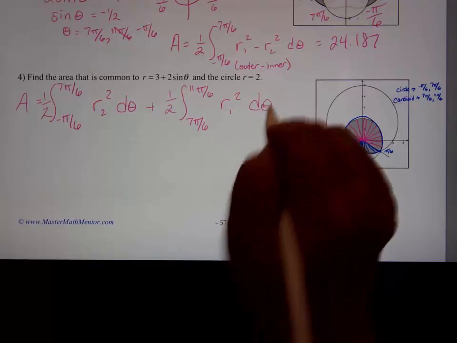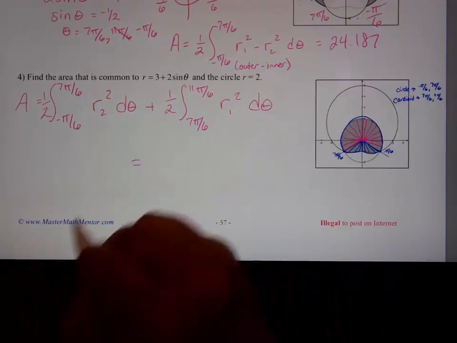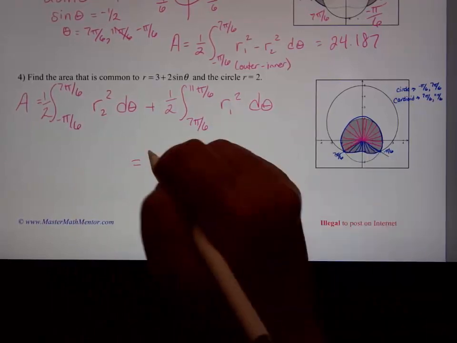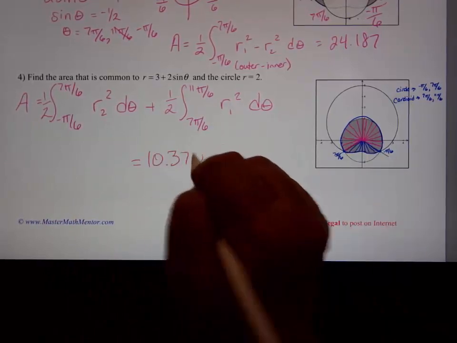In the interest of time, I'm not going to make you type it in the calculator. I'm just going to tell you what the answer is, and you can go home and type it in later to double check yourself. It is 10.370.